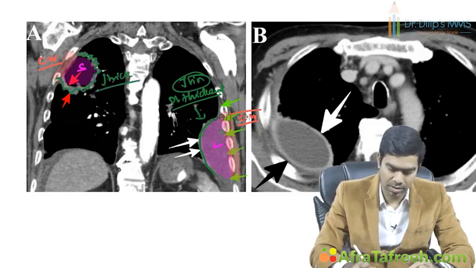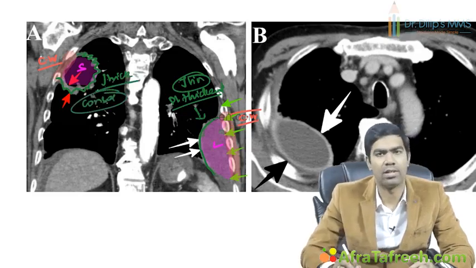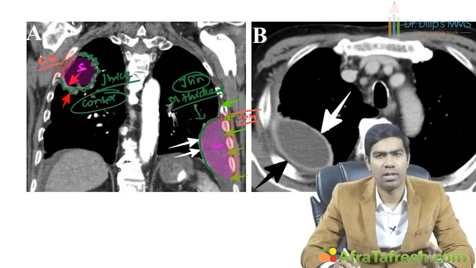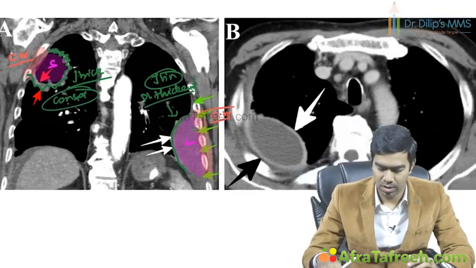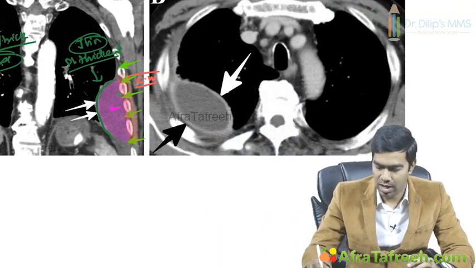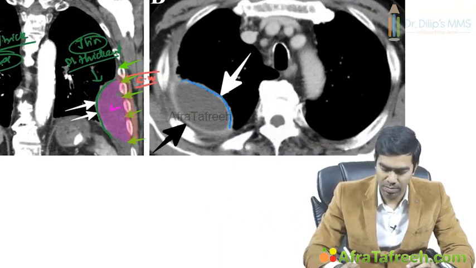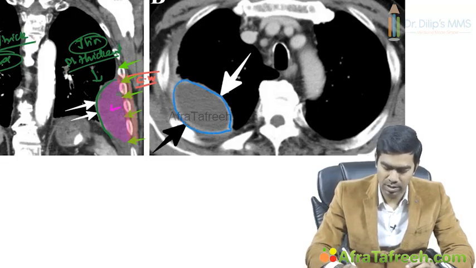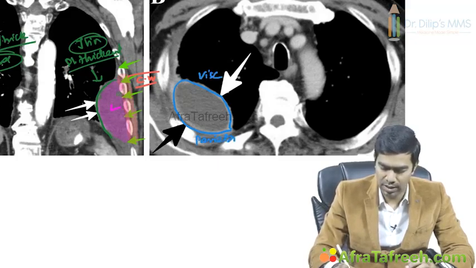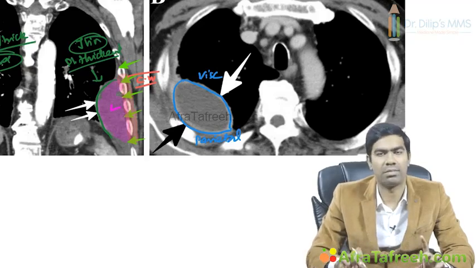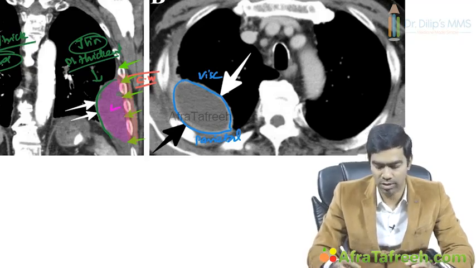At the same time, it is surrounded by consolidation, not by pleural thickening, not by pleura. It's surrounded by consolidation. Clear? And this is the hallmark that we call the split pleura sign. You can see this is the visceral pleura and this is the parietal pleura. So both are thickened and surrounding that abscess. That is what we refer to as a split pleura sign.